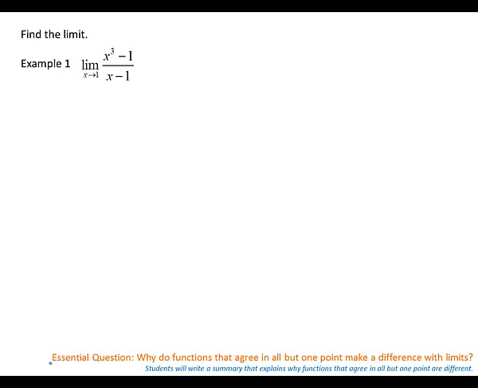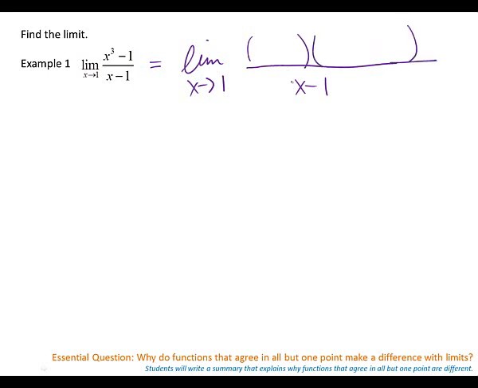So let's try this. In order to find that limit, I'm going to factor. I haven't taken the limit yet, so I still have to write the limit as x approaches 1. All right, what kind of factoring is the numerator? It's not a trinomial. It's a cube, good.